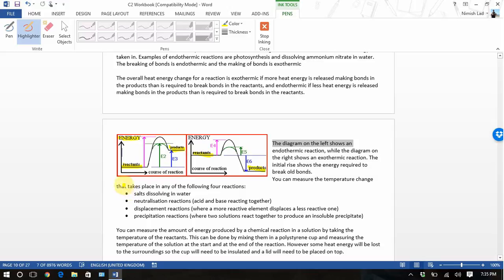You can measure the temperature change that takes place in any of the following four reactions: salts dissolving in water, neutralization reactions, displacement reactions, and precipitation reactions. With any of those, you could measure the temperature change and figure out whether it's an exothermic or endothermic reaction.